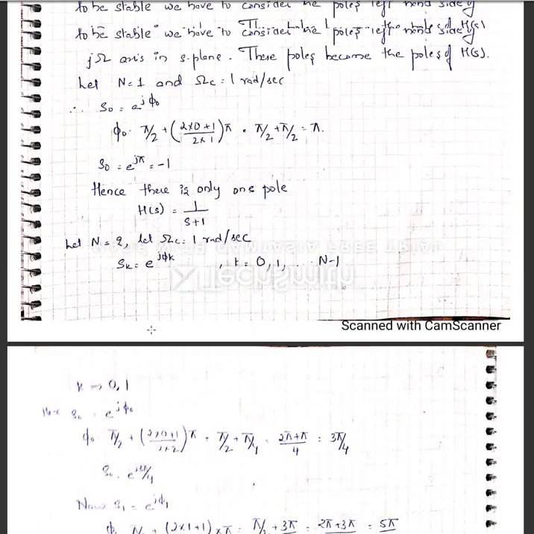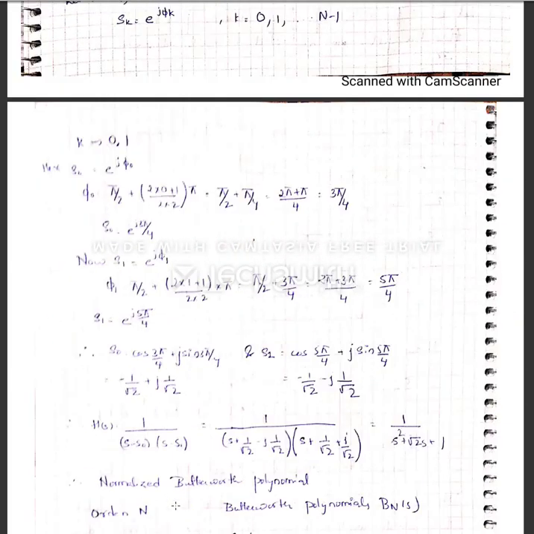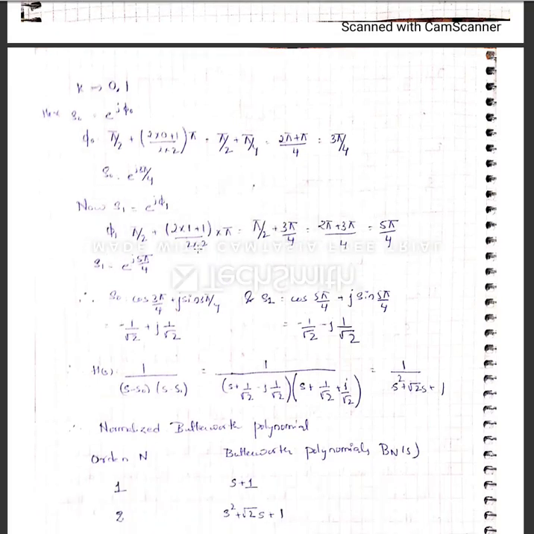Okay, n is changing, do not get confused. In the previous one the value of n was 1, here the value of n is 2. So for k equal to 0, you end up getting 3 pi by 4, that is e to the power j 3 pi by 4. That is S naught. Similarly, S1, when you replace k by 1, n is again 2, you are getting 5 pi by 4. So S1 is e to the power j 5 pi by 4.